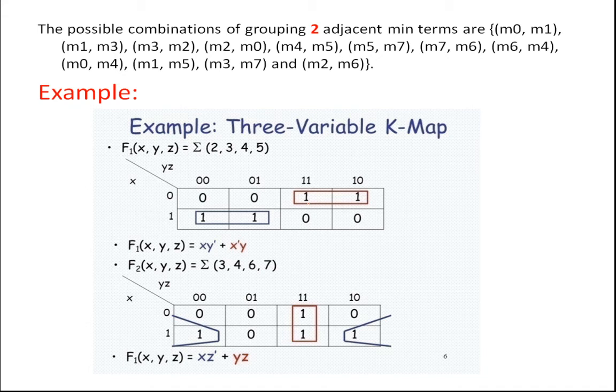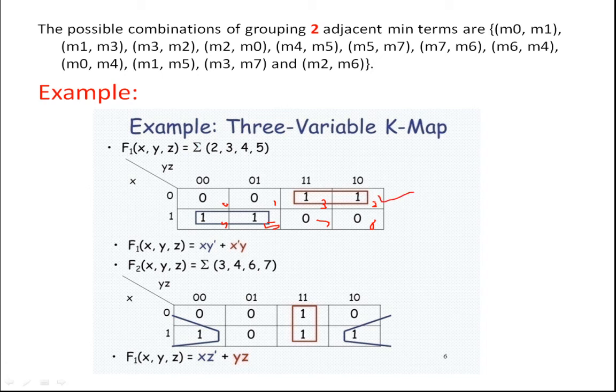So let us take an example of a 3 variable K-map. We have 3 variables x, y, and z for a function f1, the summation of 2, 3, 4, and 5. So 2, 3, 4, and 5 are the min terms that we need to consider for minimizing the Boolean expression. So here you can see the cells 0, 1, 2 and 3, 4, 5, 6 and 7.